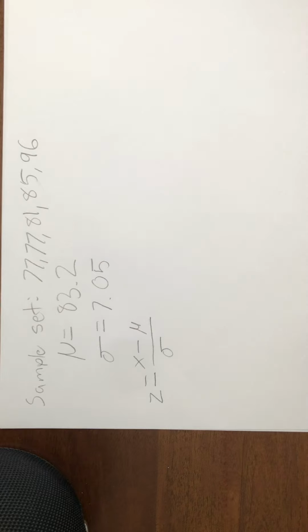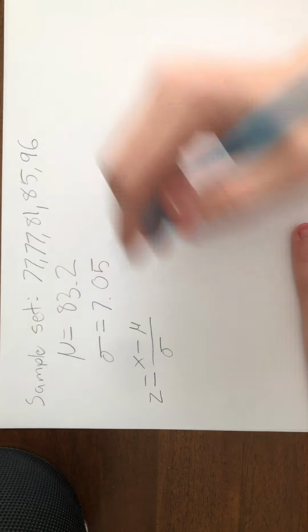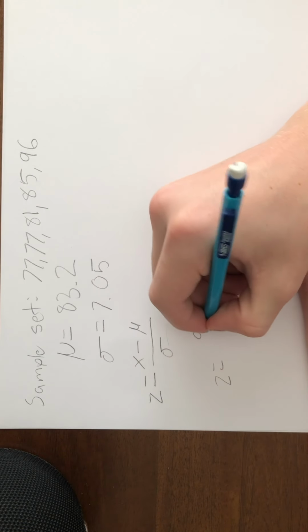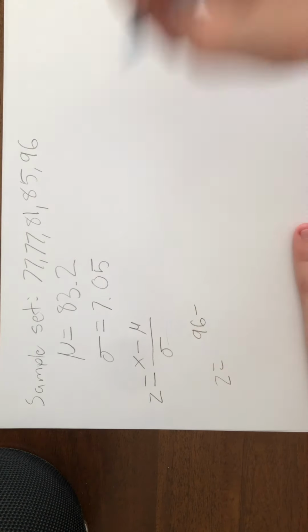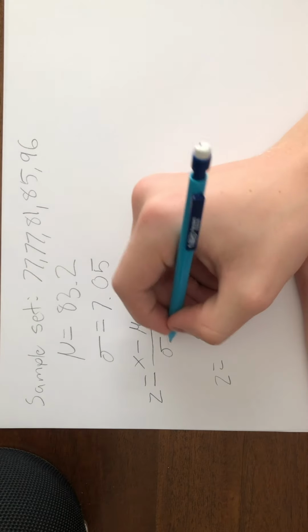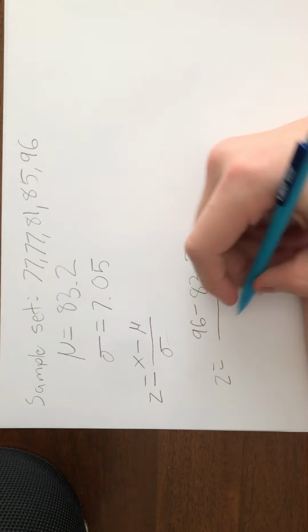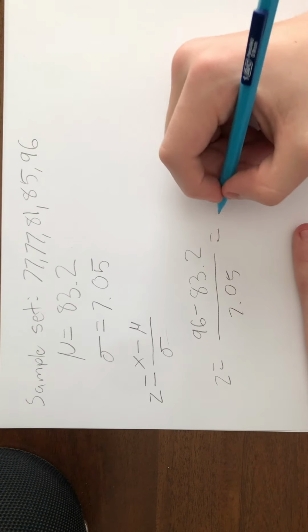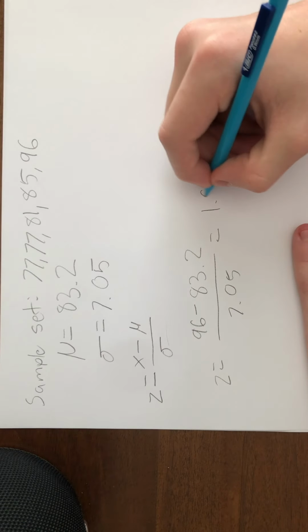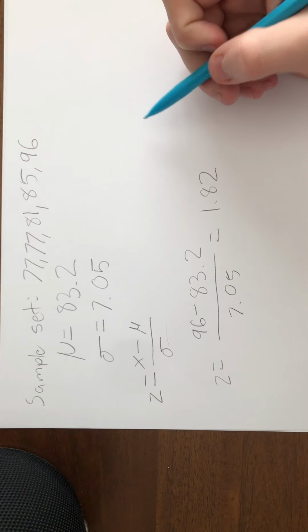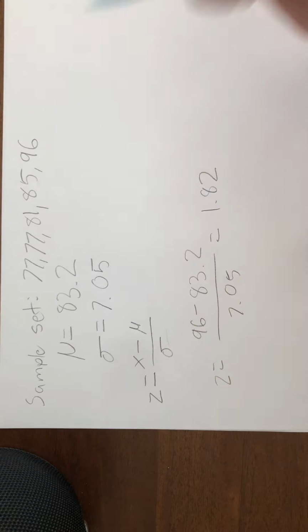So if we were to find a z-score for a value, let's take 96 for example. This is the z-score equation, so you would put 96 as the x value minus the mean, which is 83.2, and then divide it by the standard deviation of 7.05. And then, after you do this, you get a z-score of 1.82. So you know that 96 is 1.82 standard deviations away from the mean of 83.2.